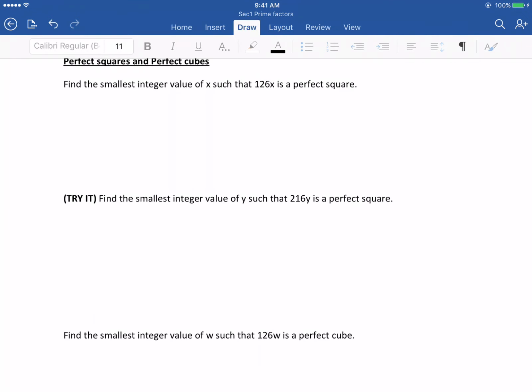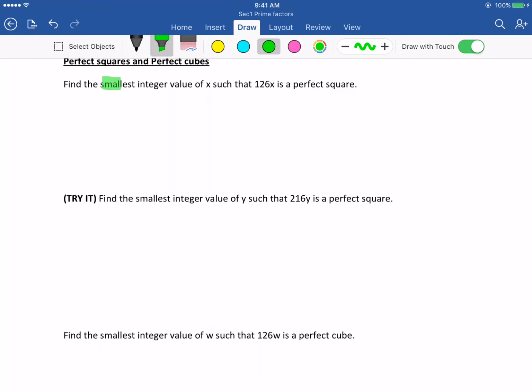Next one, a common question in exams. Find the smallest value of x such that 126x is a perfect square. It's a perfect square. So first step, we go and find 126 first. Prime factorize 126.